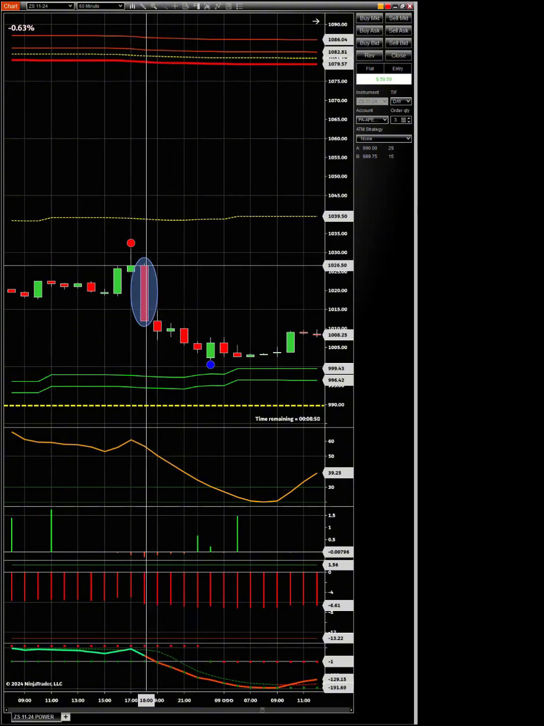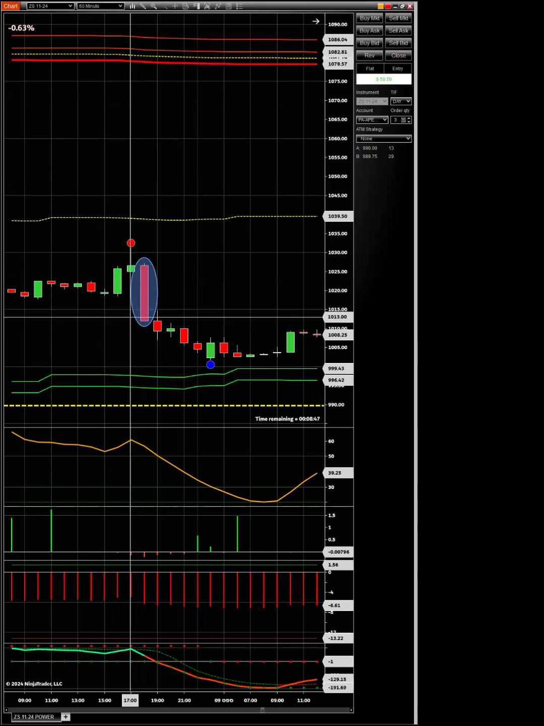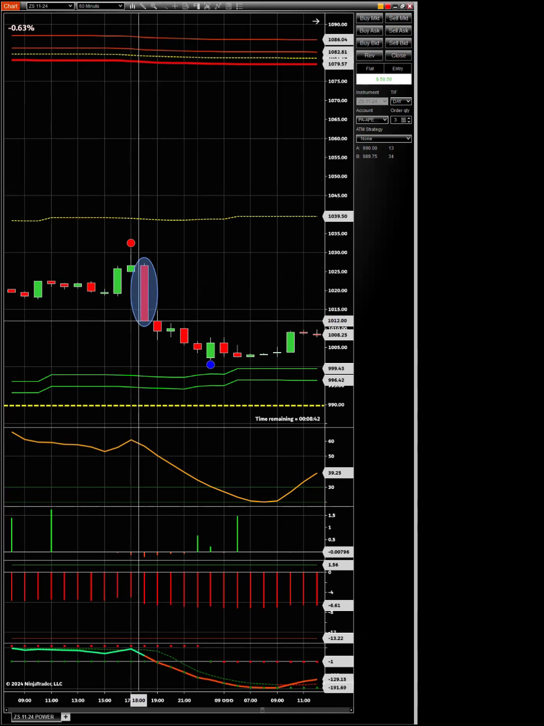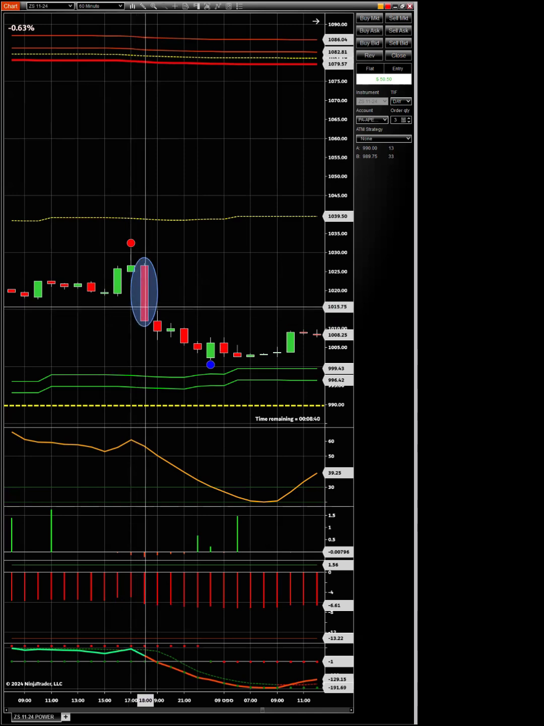This candle, you see, it's a red one, no tails, nothing. It starts here, goes down here, and closes here. You see? All this that you see from here, it shows you.